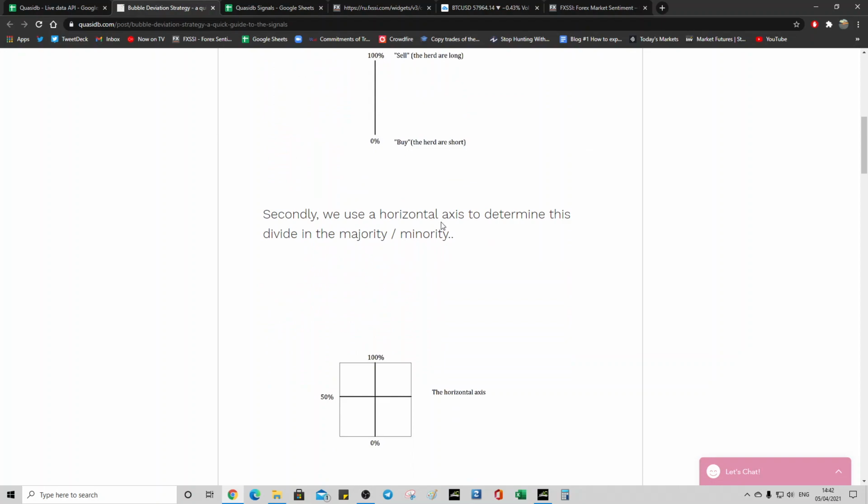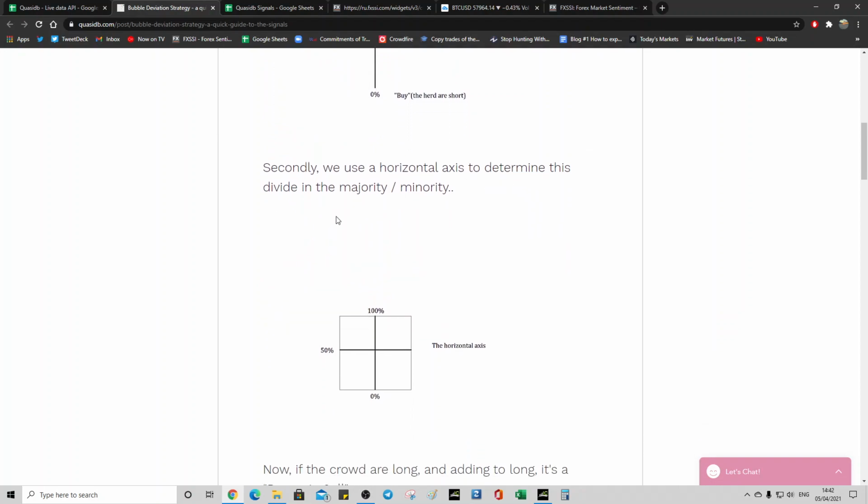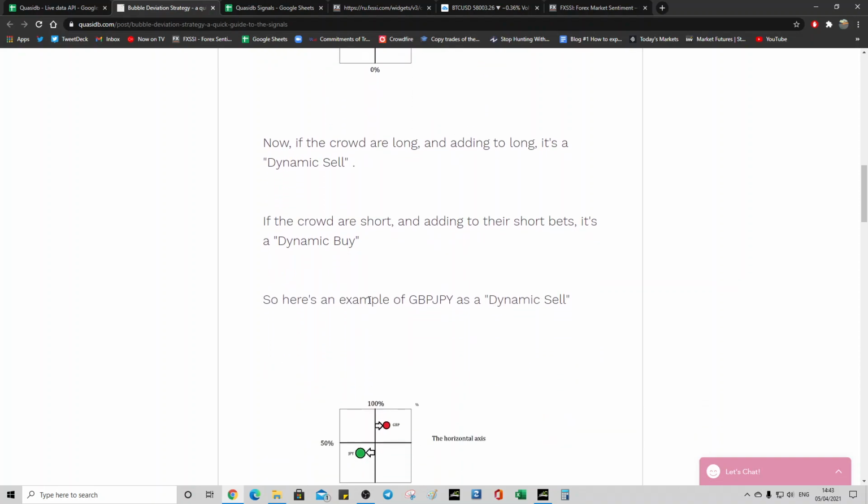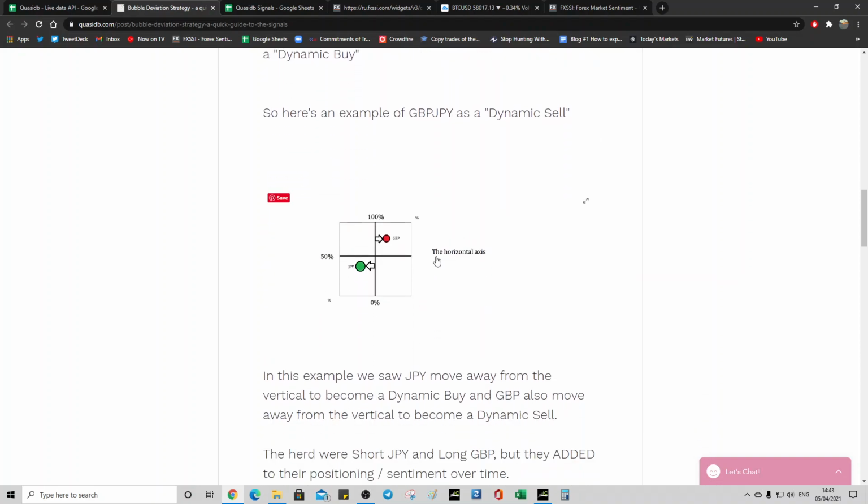And then we can draw our horizontal axis for time. So this is static, and this is the dynamic across time. Now, if the crowd are long and add to their longs, which would be here, it's a sell. If the crowd are short and add to their short bets, it's a buy. So this is why this is a buy, this is why this is a sell. Here's an example of pound yen as a dynamic sell.